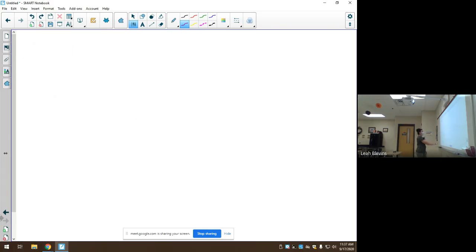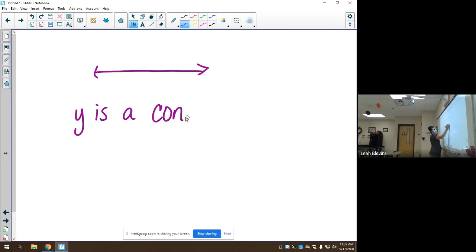All right, and then I'm going to skip to number 7. Looking at number 7, it is a horizontal line. Any horizontal line will never be 1 to 1 because what is the y value always going to be? It's the same. So y is a constant. And in this case, what is that constant? I think it's 3, isn't it? Yeah. Y is a constant. It's 3. Therefore, it cannot be 1 to 1.